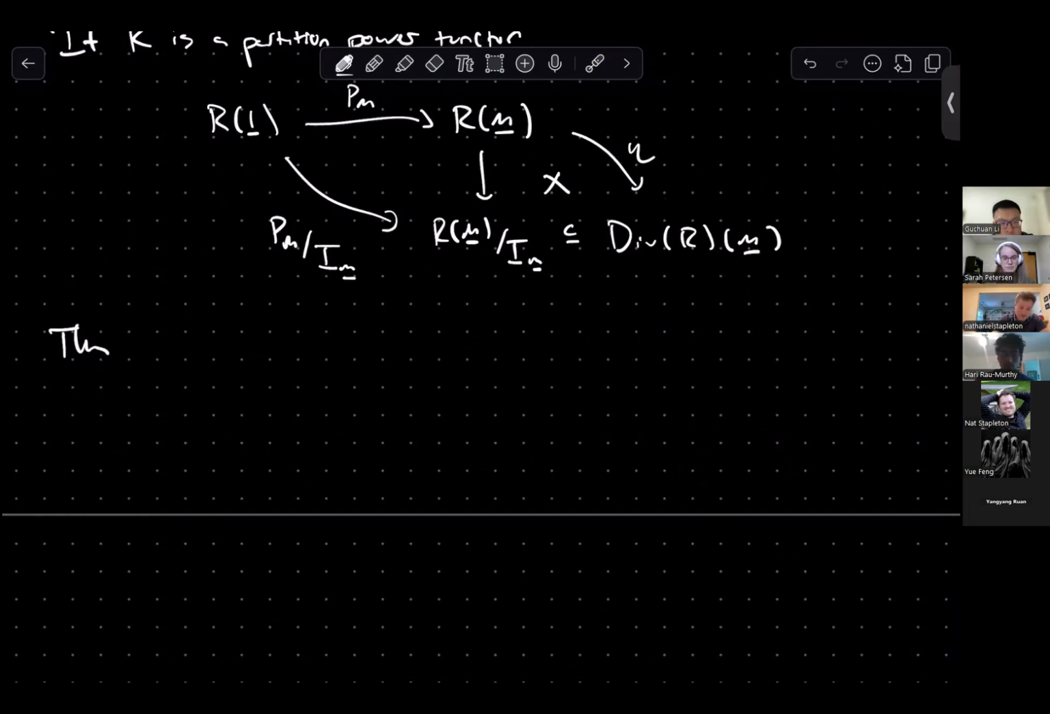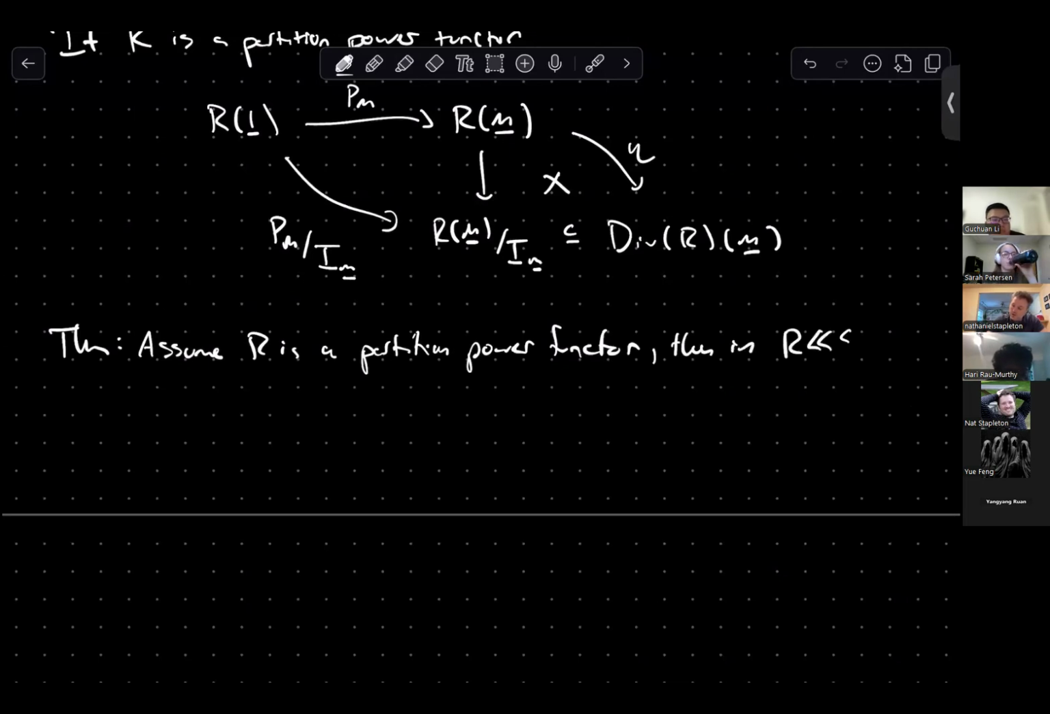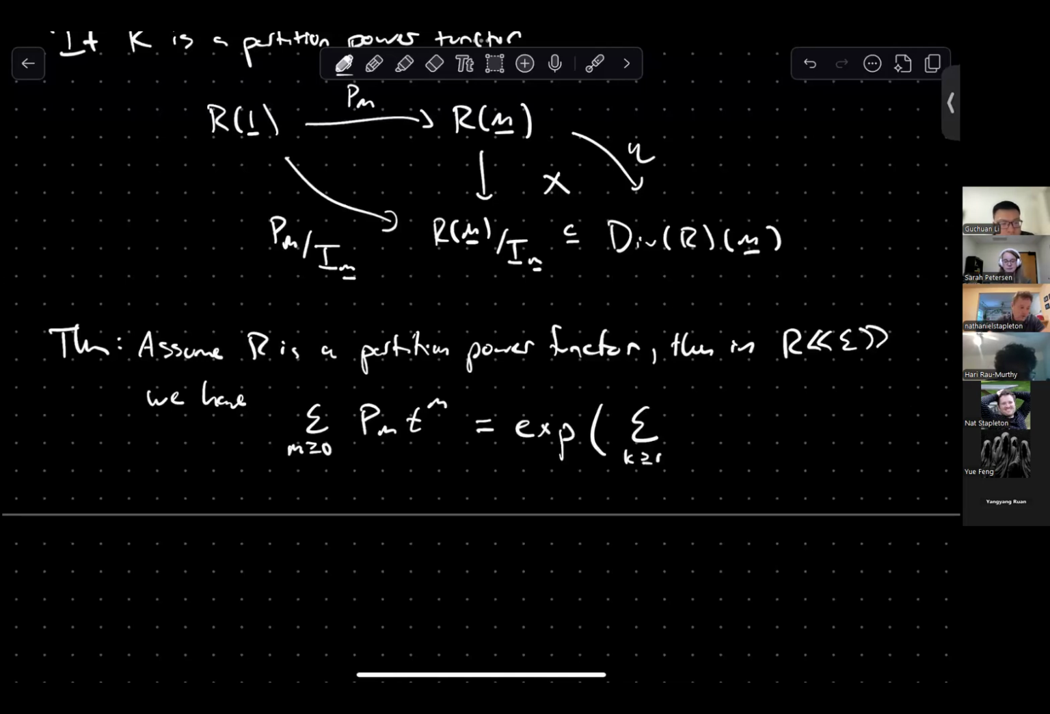And this brings us to our first theorem. So let's assume that R is a partition power functor. Then in our double angle brackets sigma, we have an exponential relation between the sum over m greater than or equal to 0 of Pm t to the m, and the sum over k greater than or equal to 1 of pk mod I k t to the k.